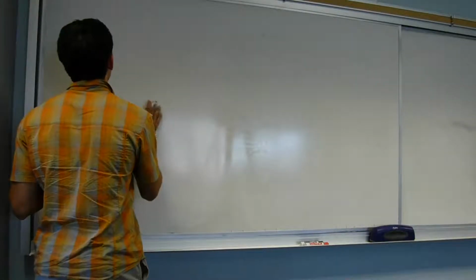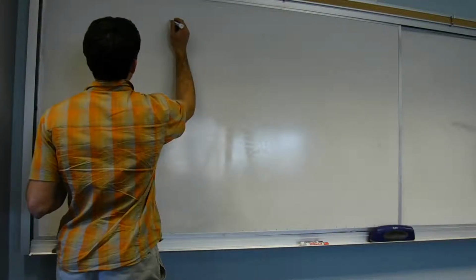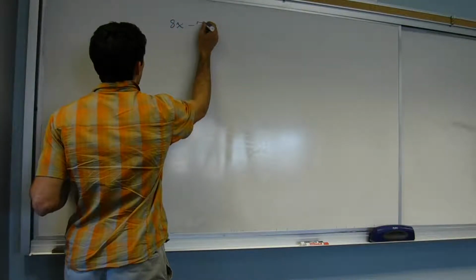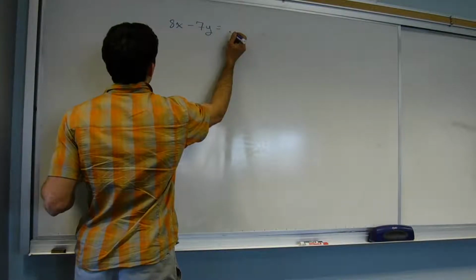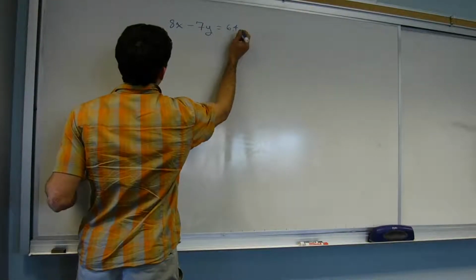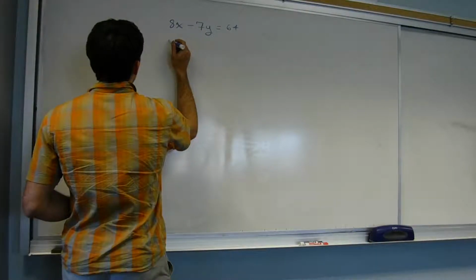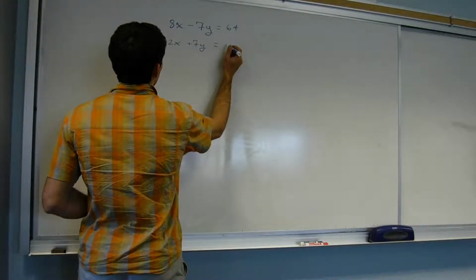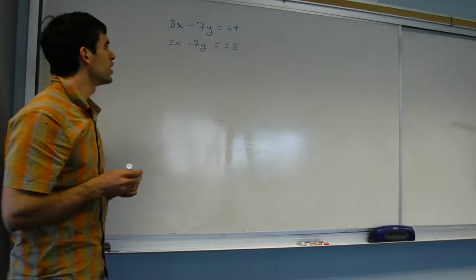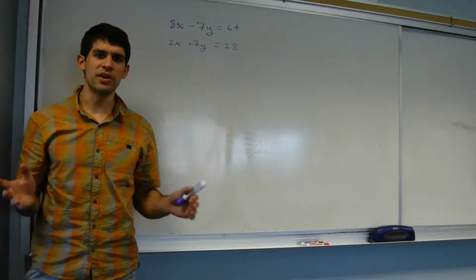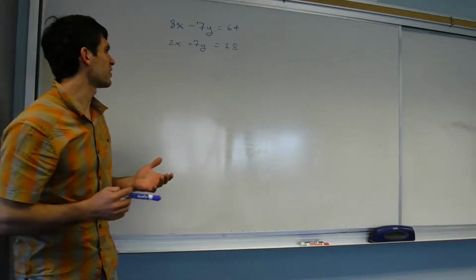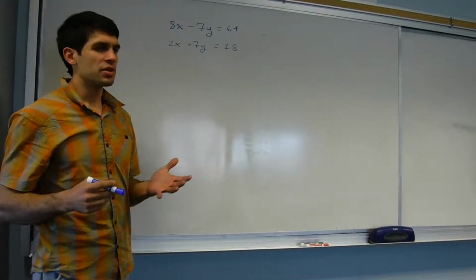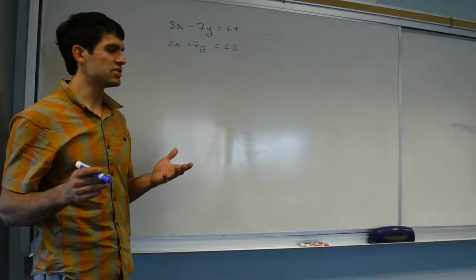So suppose we have the system of equations, let's say 8x minus 7y is equal to 64. Then suppose we have 2x plus 7y is equal to 18. If we wanted to solve this by substitution, it would be very possible to do so, but we would very likely end up with some annoying fractions because of the presence of this 7 here. So there's a better way to solve this equation, and that is using elimination.